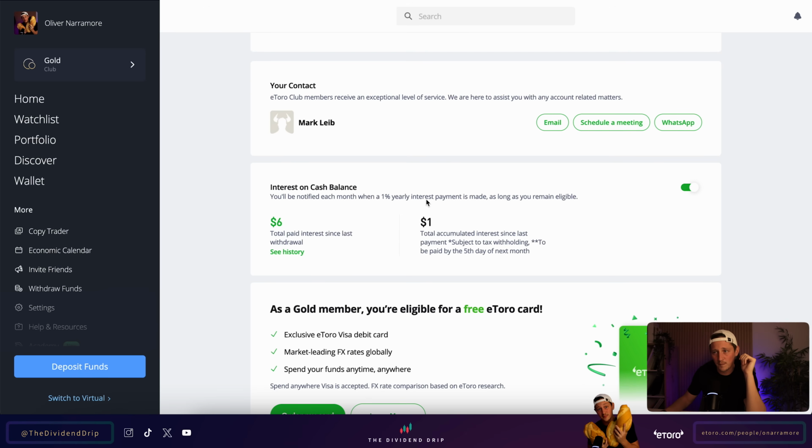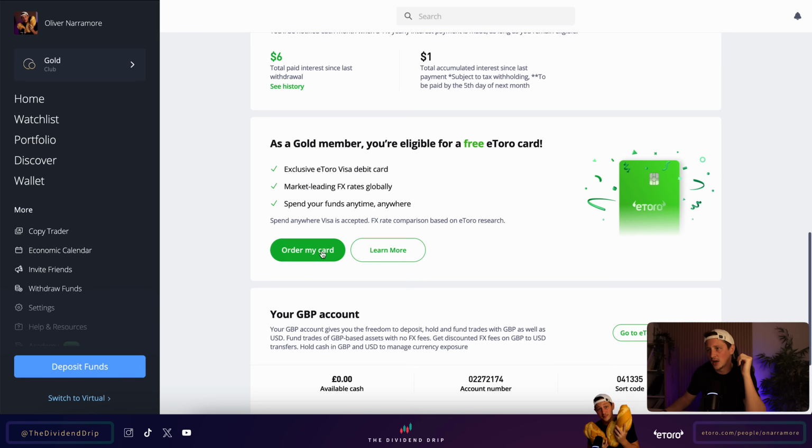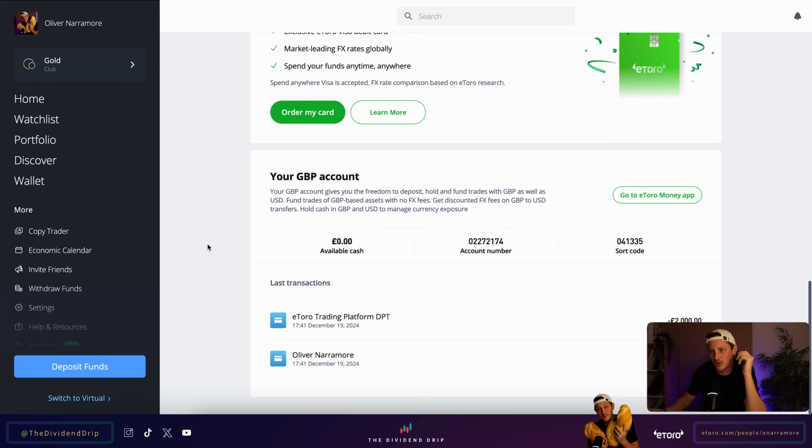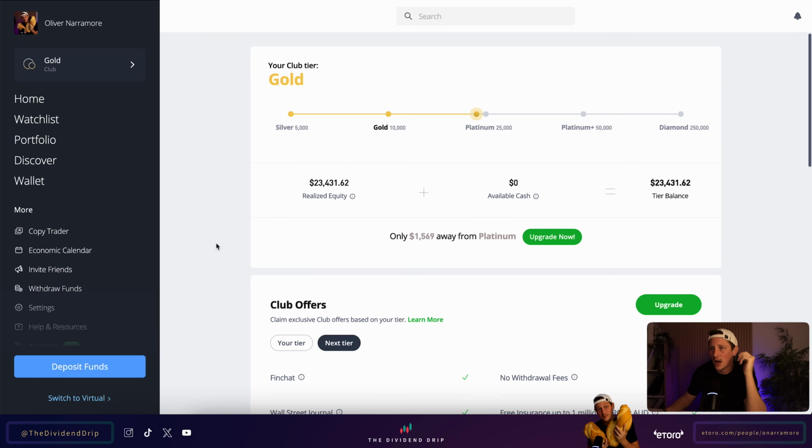The interest on your cash balance, you can turn that off if you want to. I don't know why. I love my cash interest. Why wouldn't I keep that? So you can see what's going on there. eToro card, don't really use that. GBP account, I put mine straight into the USD anyway. So this is an area just to give you a good idea of your tier, okay?